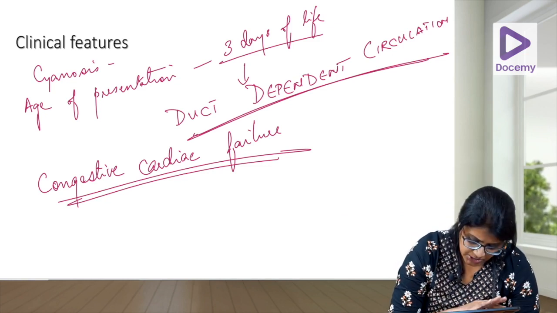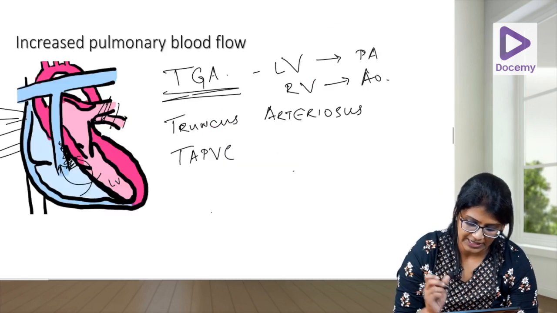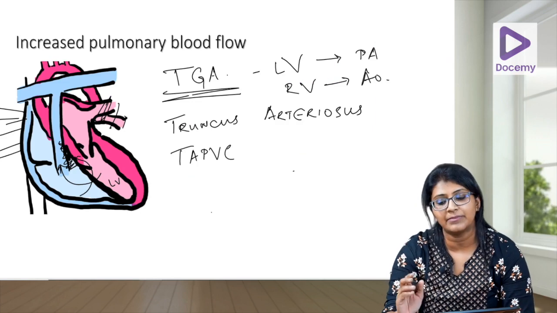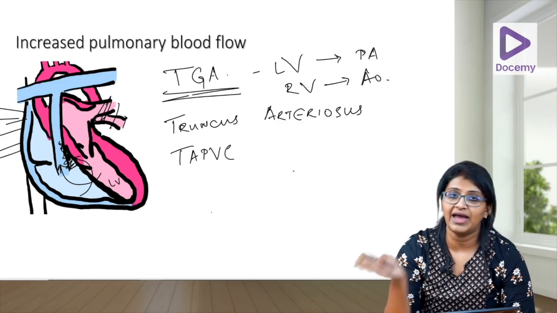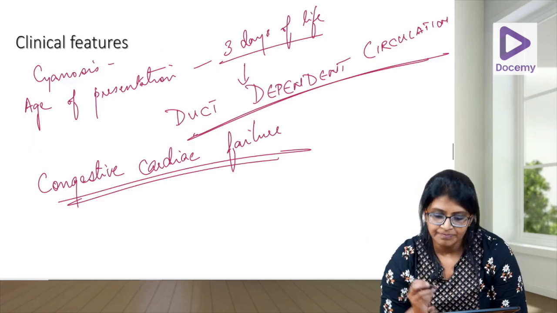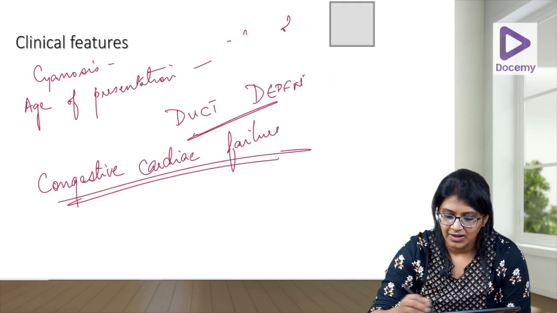Right? Now this is almost uniform for most of these disorders. So be it truncus, be it TAPVC, be it TGA, all of them will present you in a similar manner with features of CCF and cyanosis. So it's important for us to make this distinction over here. Now what are you going to get on examination?